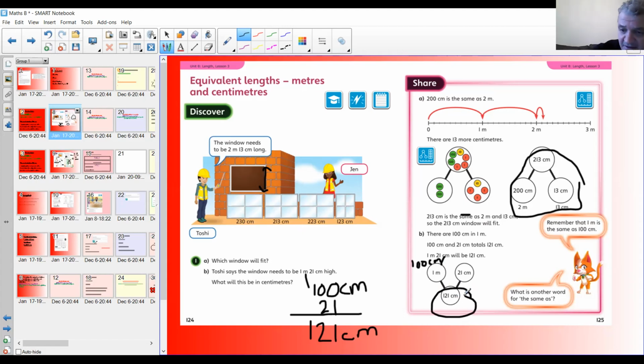Equivalent means same as, okay? So equivalent, equals, or same as. Okay, so it's the same measurements, the same distance, the same length, okay? Different way of writing it down. Let's go on to the next slide.